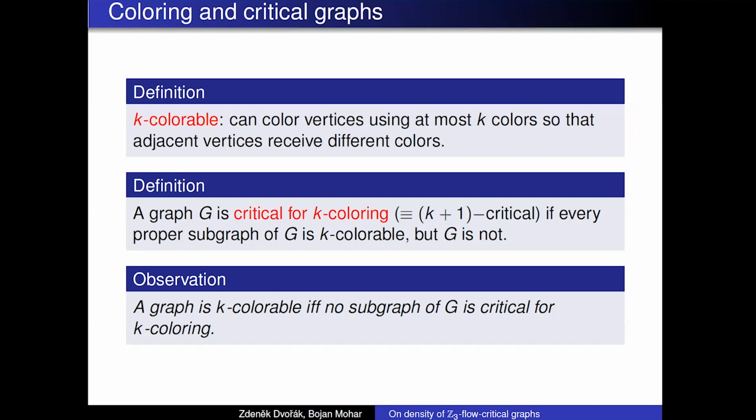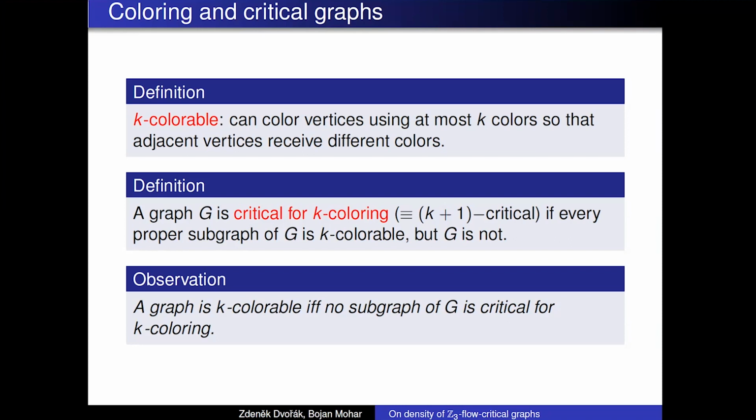We will consider the ordinary proper coloring using some number k of colors. You need to give each vertex of your graph one of these k colors in such a way that no two adjacent vertices get the same color. A very important notion for the study of graph coloring is criticality for k coloring. We say that a graph G is critical for k coloring if every proper subgraph of G is k colorable, but G is not.